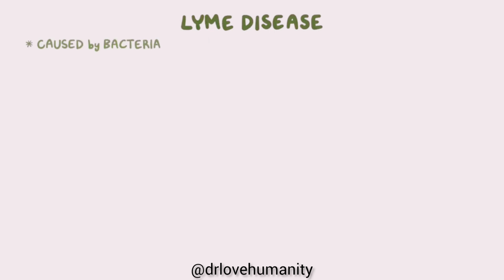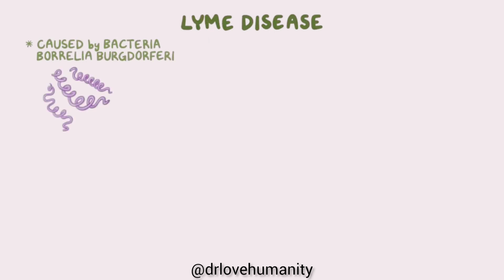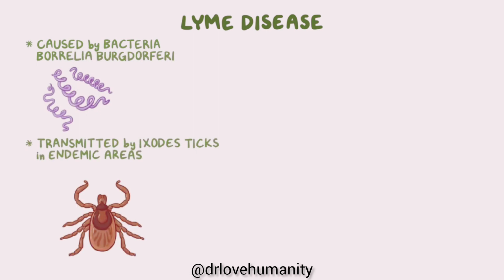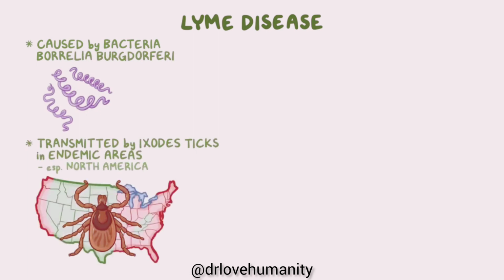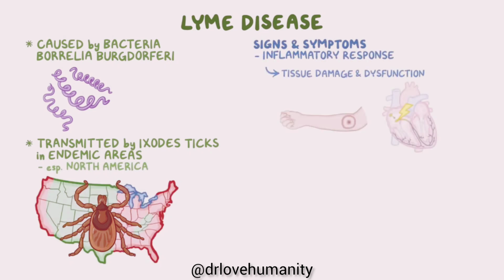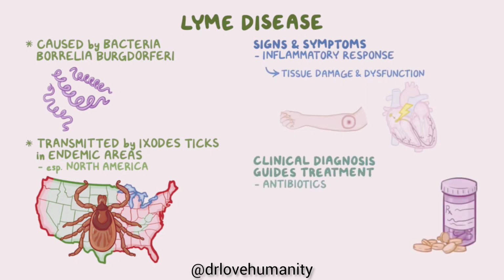So, to recap, Lyme disease in humans and domestic animals is caused by the bacteria Borrelia burgdorferi and is transmitted by Ixodes ticks in endemic areas, especially North America. If present, signs and symptoms are caused by the inflammatory response, which can lead to tissue damage and dysfunction. A clinical diagnosis guides treatment with antibiotics or other therapies tailored to tissue dysfunction.